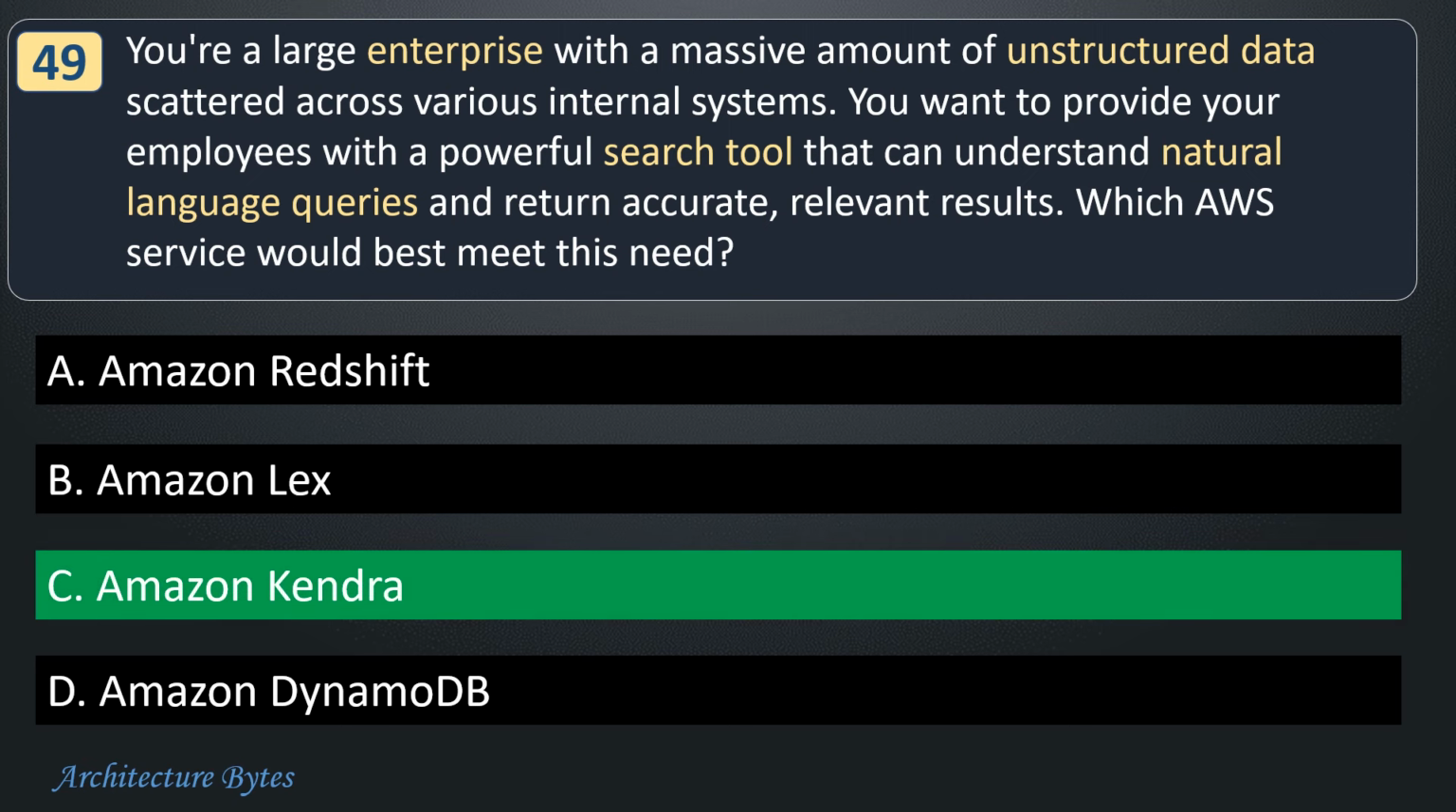Option C, Amazon Kendra, is the right answer here. It is a managed service for searching unstructured data using natural language queries. Amazon Redshift is a data warehouse service. Amazon Lex is a service for building conversational interfaces with natural language understanding. Amazon DynamoDB is a NoSQL database service for storing and retrieving data.